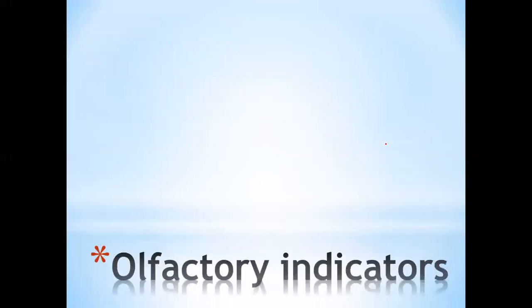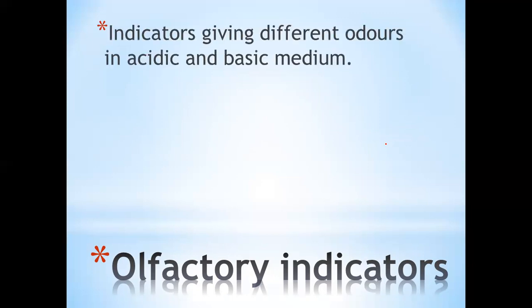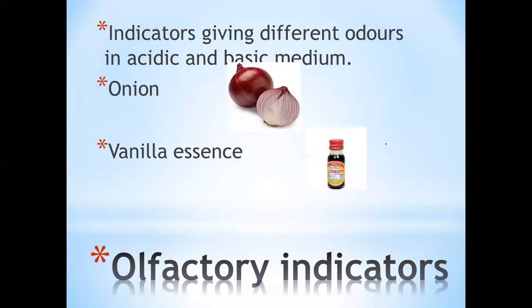Next, olfactory indicators. Olfactory indicators are indicators that help in identifying acidic and basic solutions by producing change in smell. For example, onion and vanilla essence.